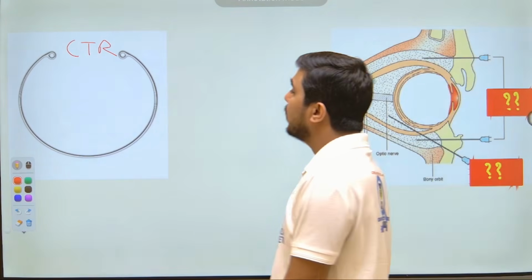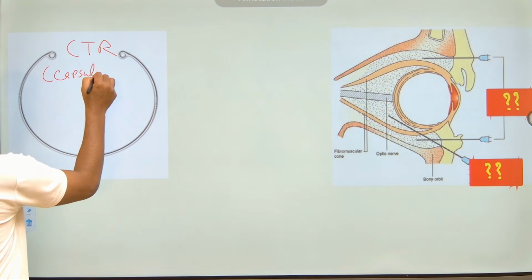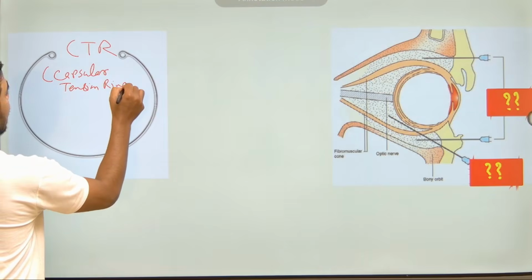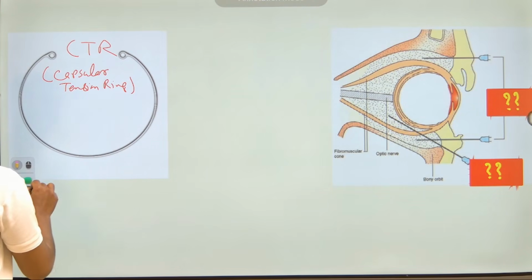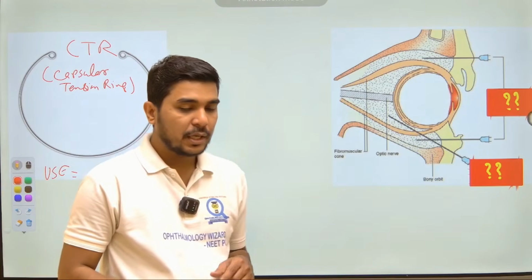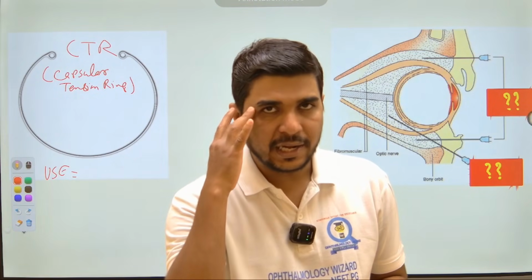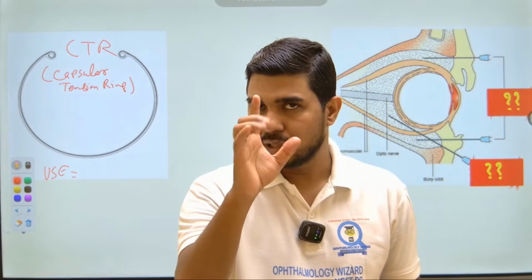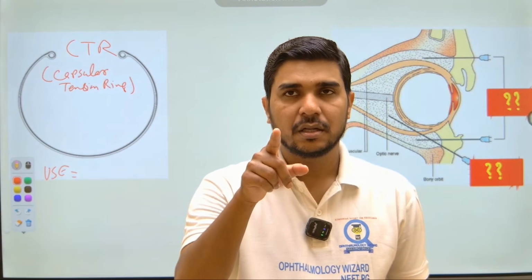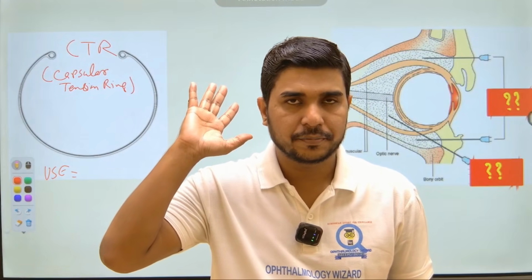What is the full form of CTR? The full form is capsular tension ring. Now where is it used? Before I tell you the use, let me tell you one thing. Our natural crystalline lens is supported by the zonules, right? When the zonules become weak, the lens will get displaced from its position.